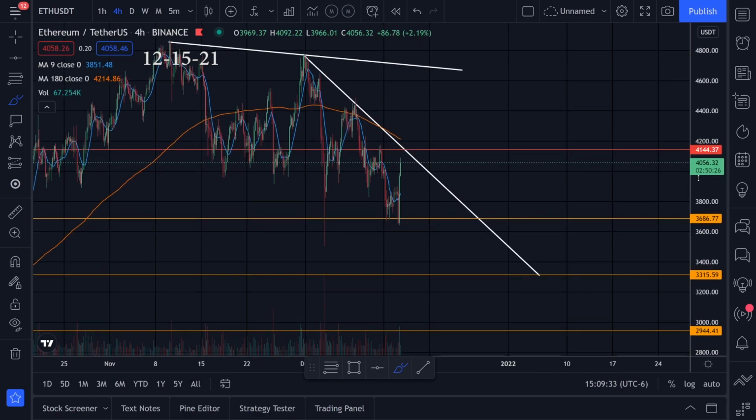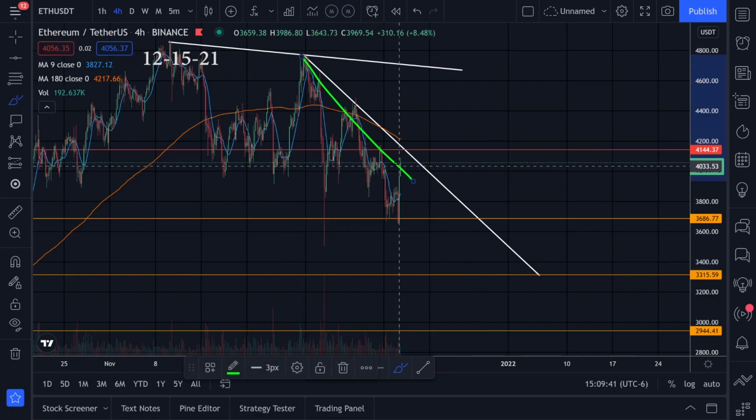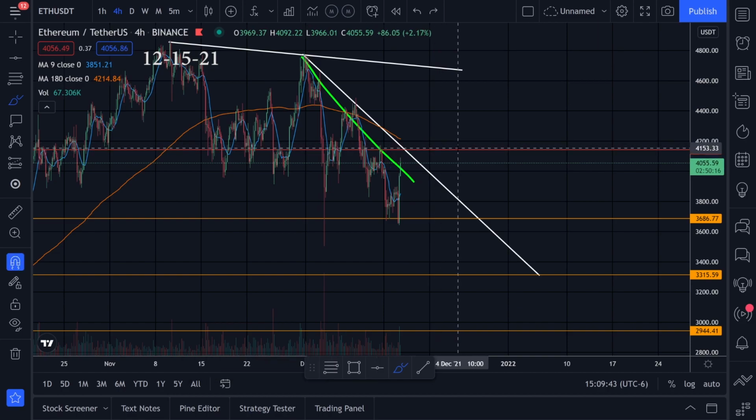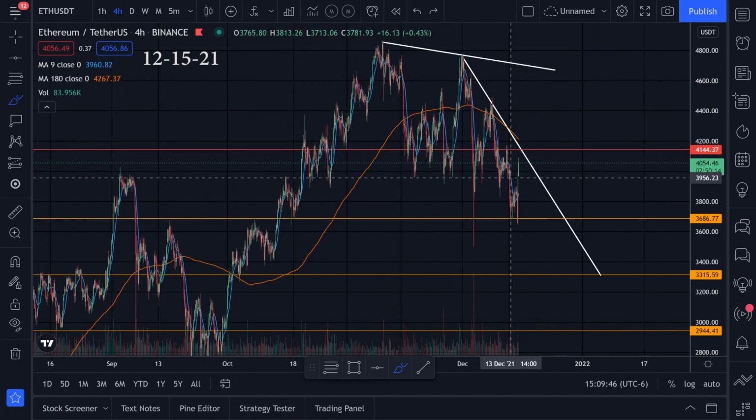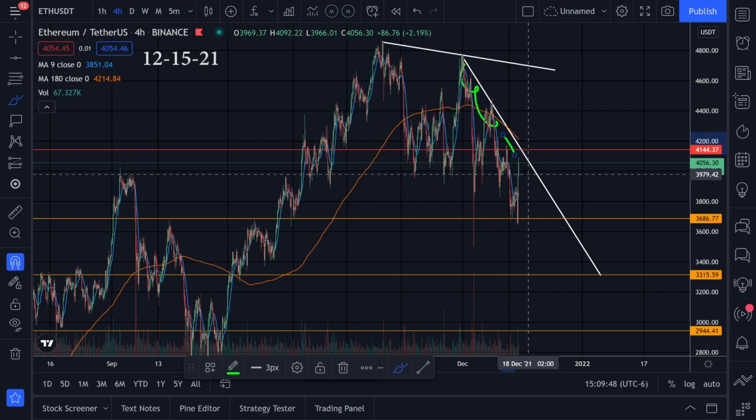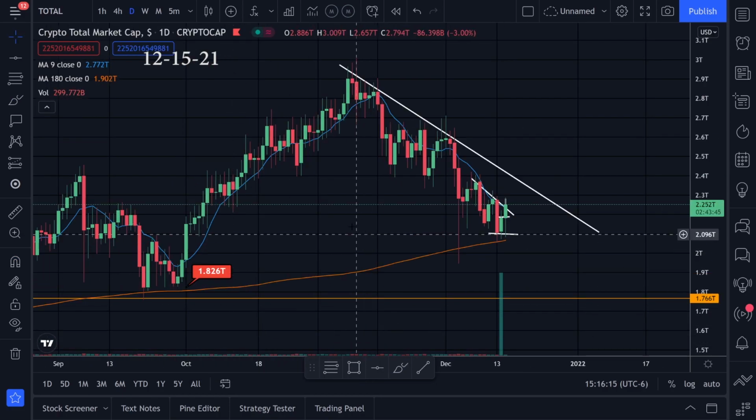Like I said, 4,144, and then the next one down is around 3,700, in my opinion. What I would like to see us do is, in general, break this trend line going to the upside. I want to see Ethereum go up, but this trend line looks like it might give us some trouble. Let's jump over to the total crypto market cap.